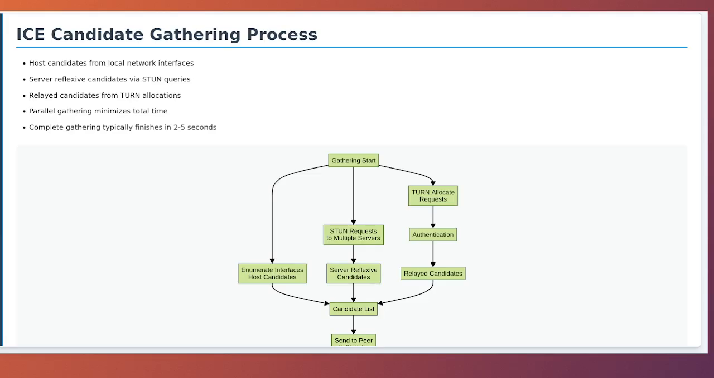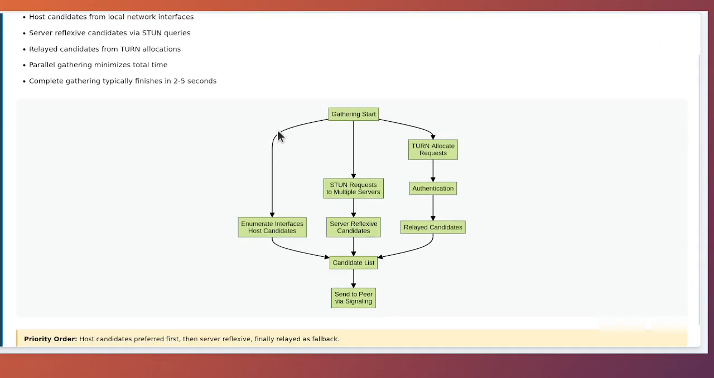The ICE candidate gathering process is where STUN and TURN come together to collect all possible addresses that could be used for connectivity. This is a comprehensive discovery phase where the application systematically explores every potential path to the peer, from the most direct local connections to fully relayed TURN paths. Understanding how candidate gathering works helps explain why ICE is so effective at establishing connectivity across diverse network conditions.